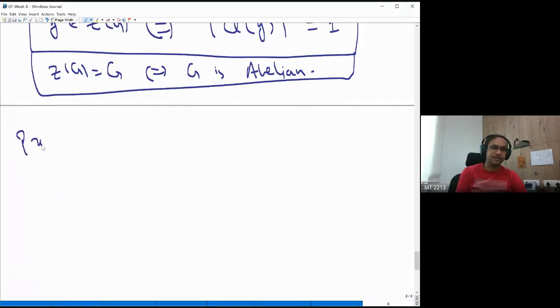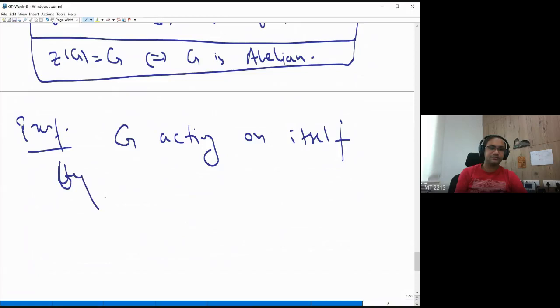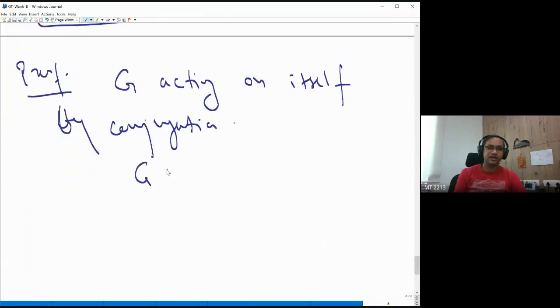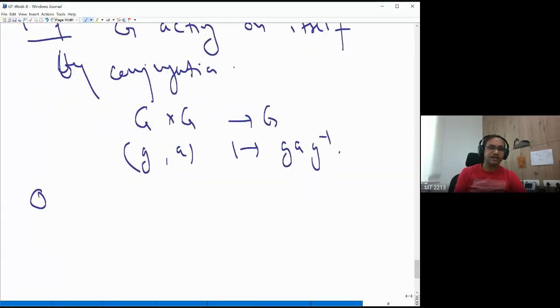Let's try to prove this. The proof is kind of trivial from what we had done earlier. So we look at G acting on itself by conjugation, which we defined in the beginning, right? So G acting on G by conjugation. We have checked that this is an action, and the orbits here are the conjugacy classes.